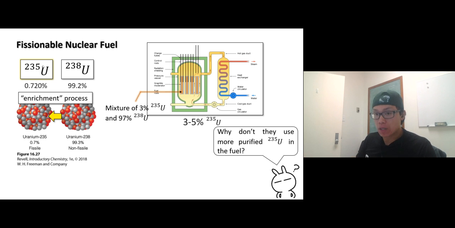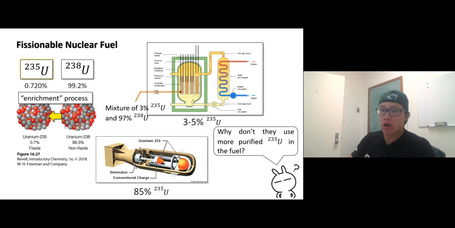Well, too much of a good thing is not good. If we use too high a percentage of uranium-235, it could cause a runaway reaction, which means uncontrollable fission.